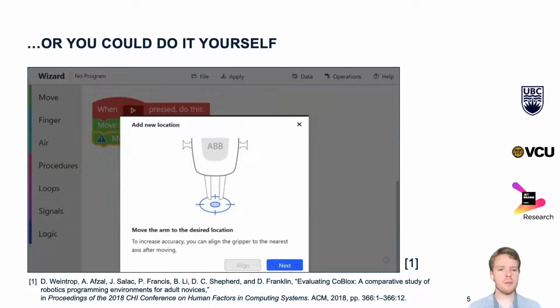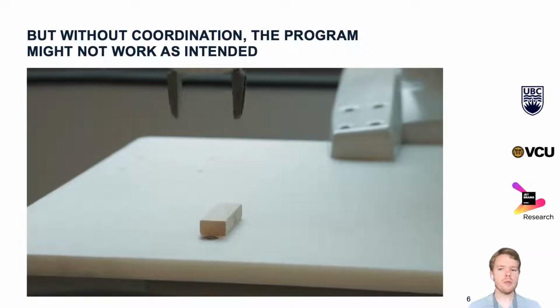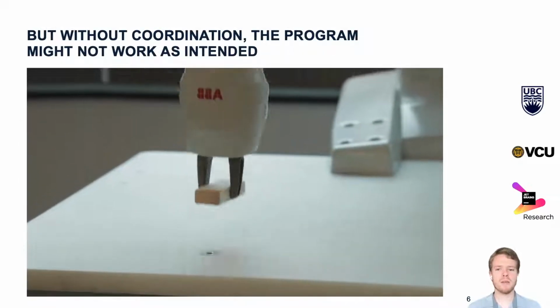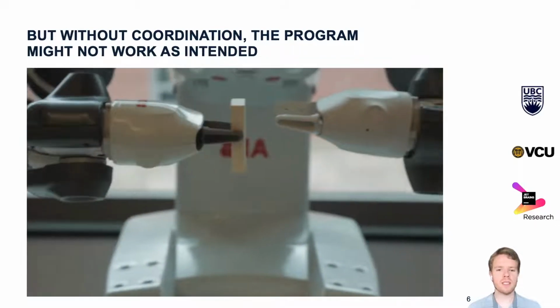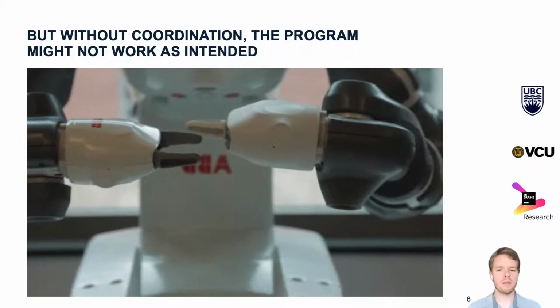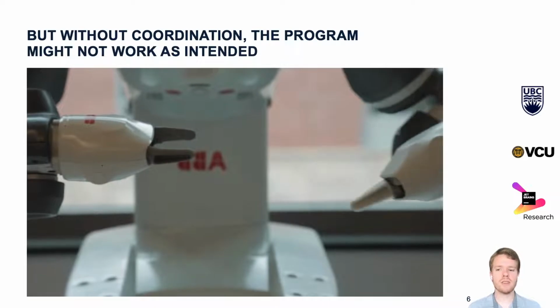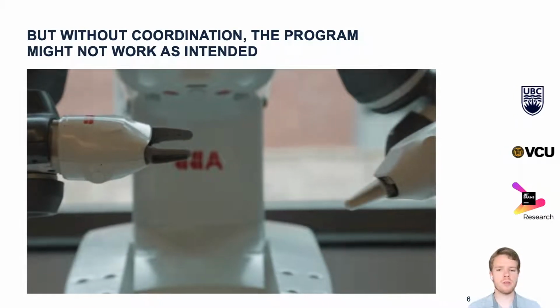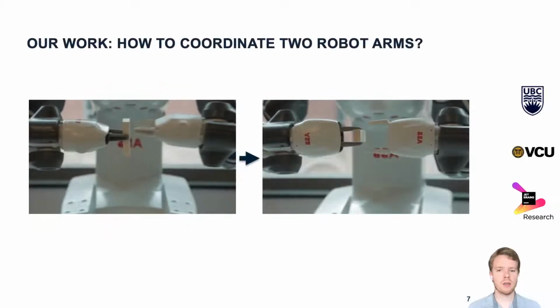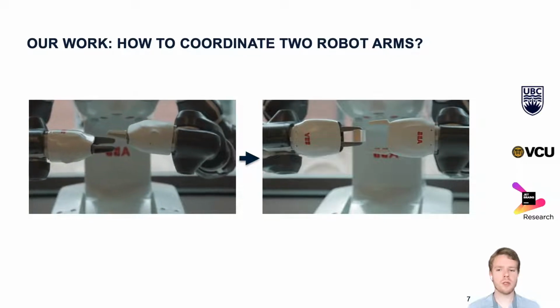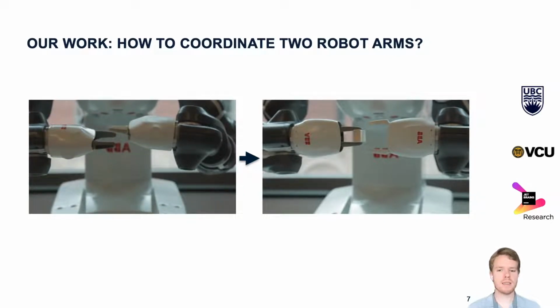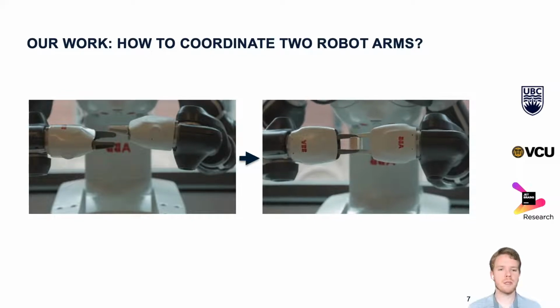However, this work has one big limitation. It can only program one robot arm at a time, and there's no way to coordinate the programs for multiple robot arms. And without coordination, tasks like the one that I just showed to you become almost impossible to solve. The goal of our work is to overcome this limitation. We want end users to coordinate two robot arms so that they can solve tasks effectively and reliably.